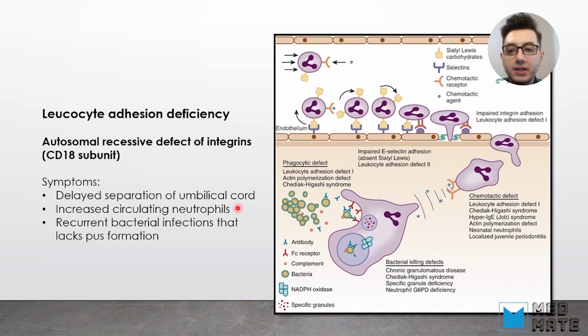And also recurrence of bacterial infections, and that's because these neutrophils cannot adhere themselves to the tissue, and that leads to lack of pus formation, because neutrophils cannot get into the tissue. So there is recurrent bacterial infection without the presence of pus.